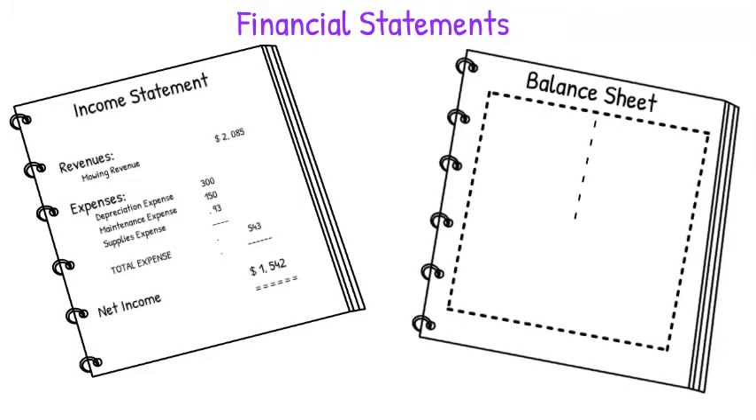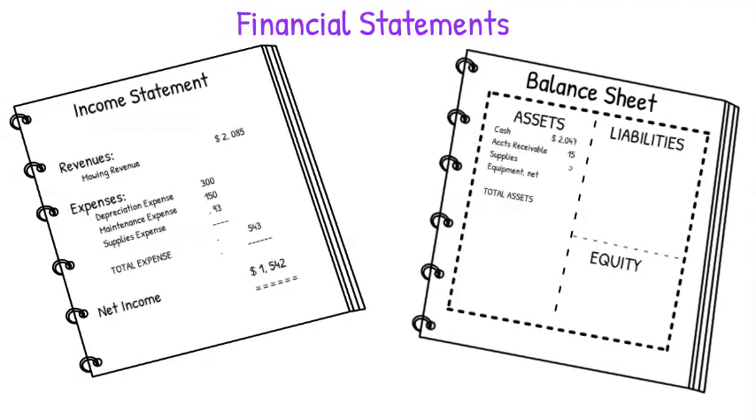Asset account balances are listed on the left. Liabilities and equities are listed on the right. Notice the calculation for the capital account. It's the $1,200 initial investment plus net income.